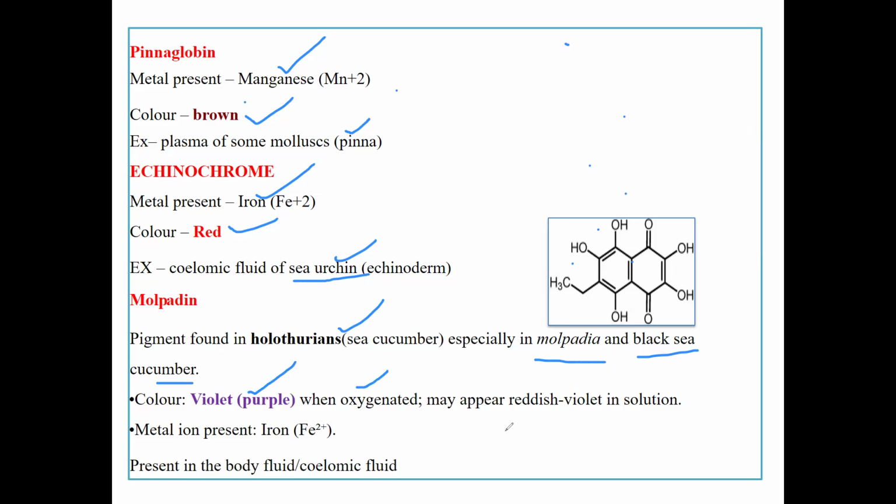So okay, violet purple color, you remember that. So iron is the metallic ion. Okay, example is sea cucumbers, and it is not present in the cells. It is present in the coelomic fluid.